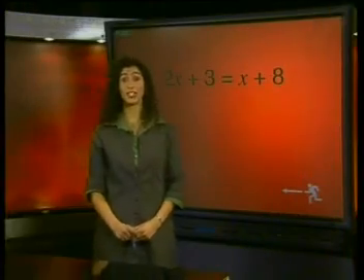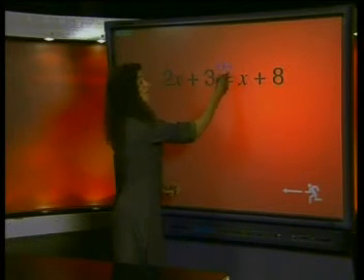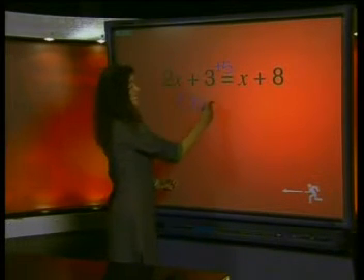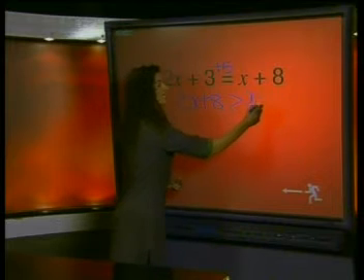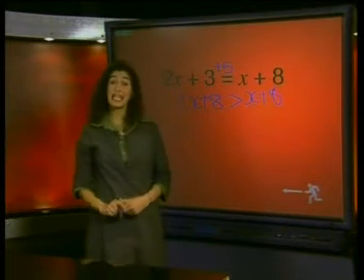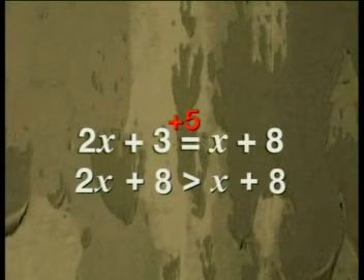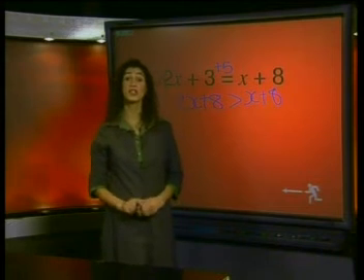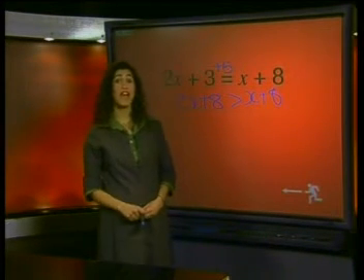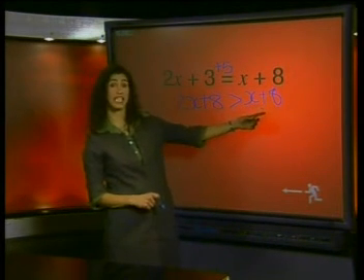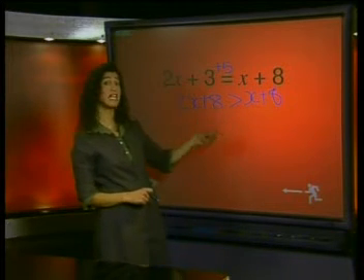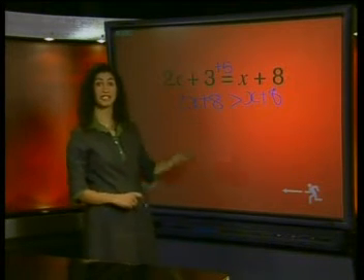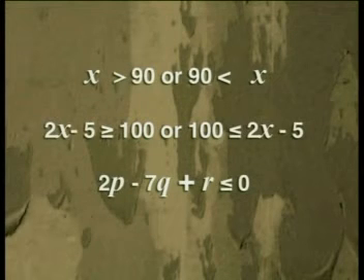Back to our equation, and because we've added 5, we get 2x plus 8 is greater than x plus 8. And this is a linear inequality. The value of the left-hand side is greater than the value of the right-hand side. Actually, you could also read this the other way around. The value of the right-hand side, x plus 8, is less than the value of the left-hand side, 2x plus 8.